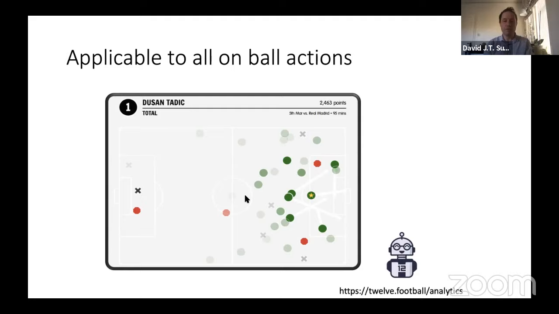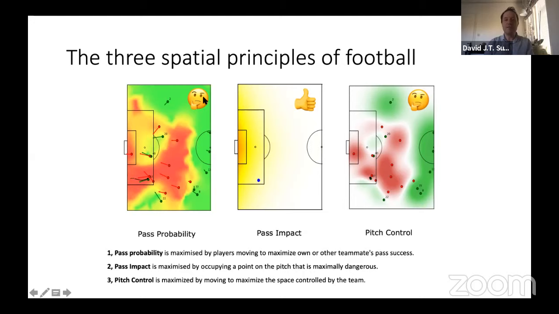Good, so three spatial principles of football. I've got one that is pass impact. I still need to find something for pass probability, and I need to find something for pitch control. Now let's think about the first one of these. Let's think about pass probability.